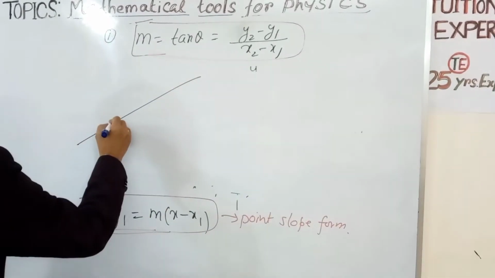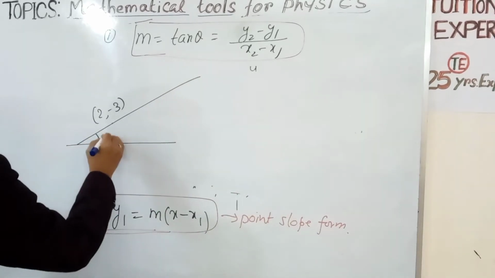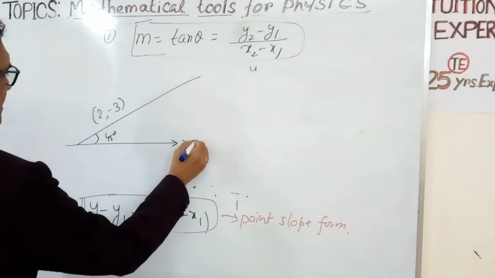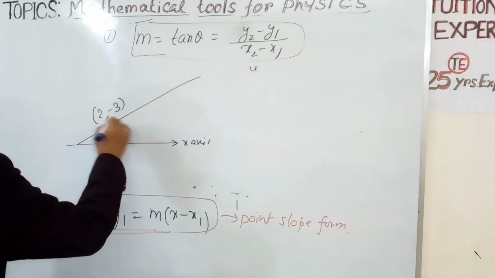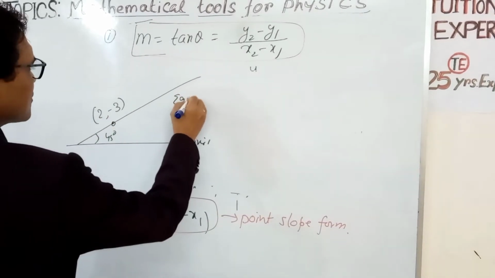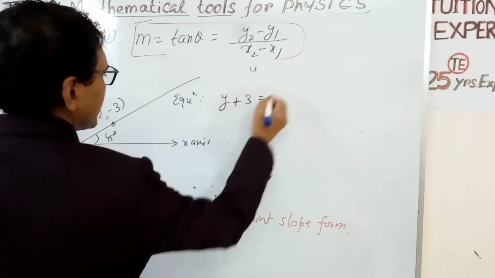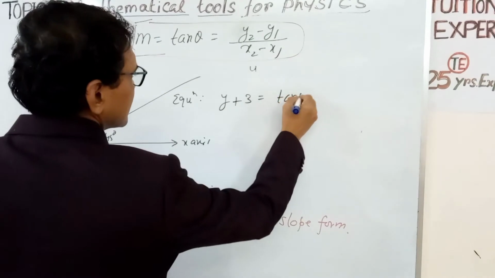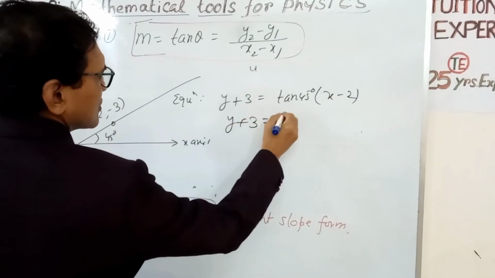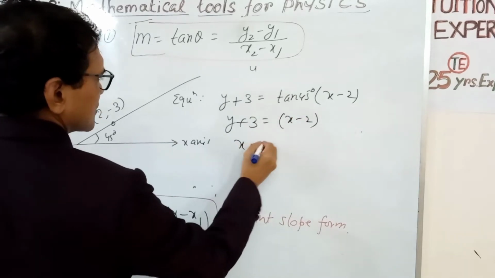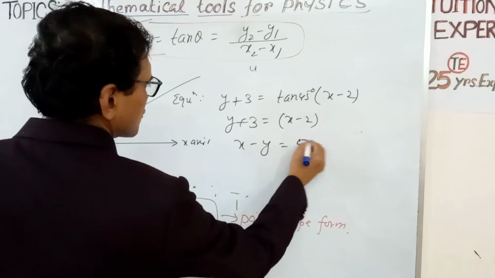A straight line, a point is given 2, -3, and it makes a 45 degree angle with the x-axis. The angle with the x-axis is 45 degrees, the point is 2, -3. What is the equation? So the equation is y minus y1 equal to m, what is m? m is tan 45, times x minus x1. So this is the equation.